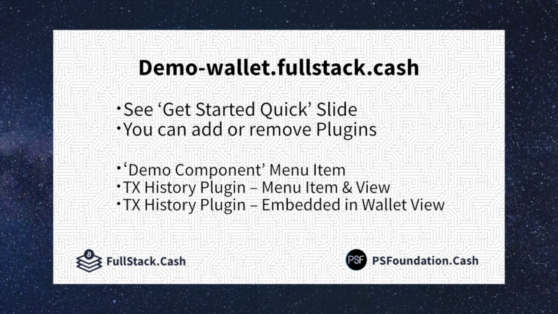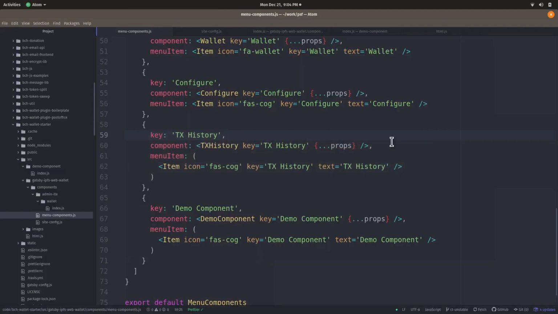So I think this slide just covers what I just said about the demo component. Let me go ahead and show in the code real quick. So this is the Gatsby wallet starter, and all the code that you're going to customize is in the source directory.